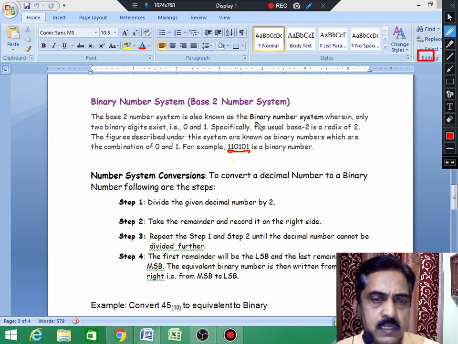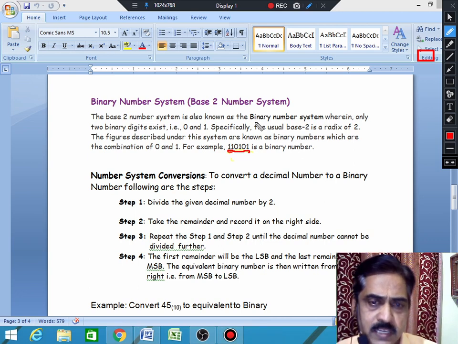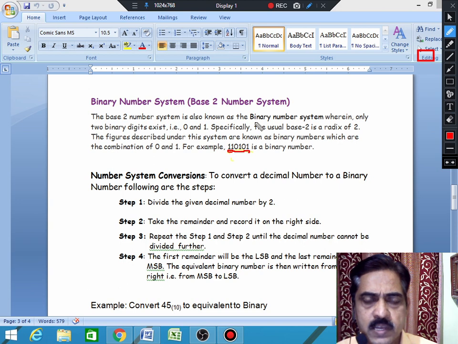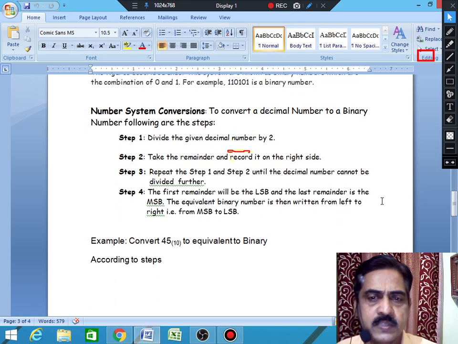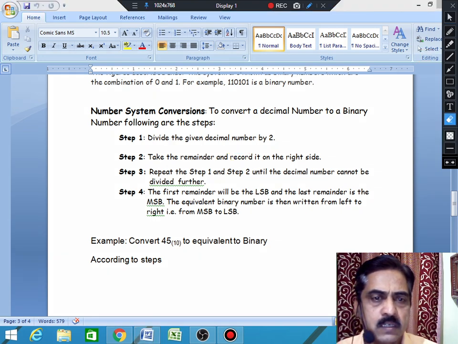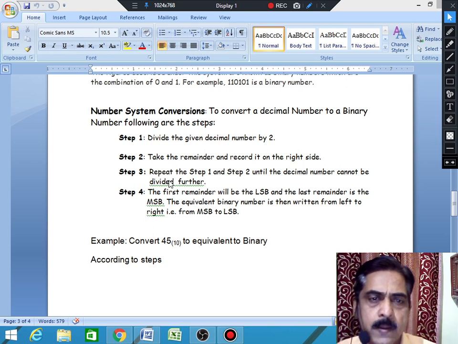Now we shall see how a number in any number system can be converted to another number system. Here let us see how to convert a decimal number system to a binary number system. The following are the steps to convert a decimal number to a binary number.